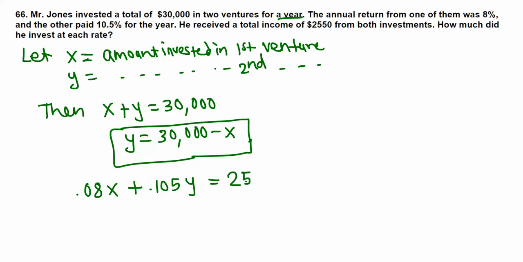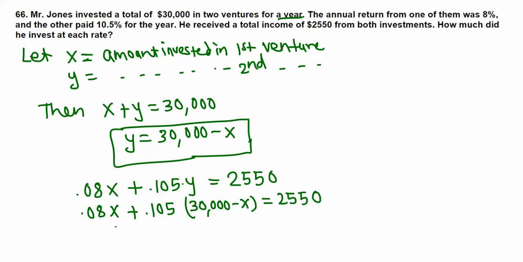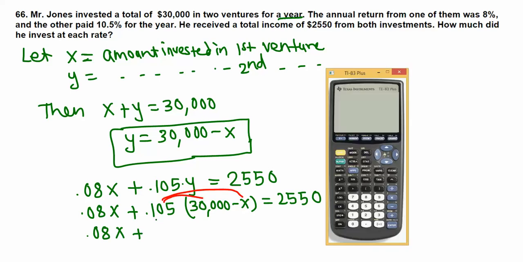That's 2,550. Now plug in Y equals 30,000 minus X here to solve for X. So 0.08X plus 0.105 times Y, where Y is given by 30,000 minus X, equals 2,550. Now we solve this equation for X.